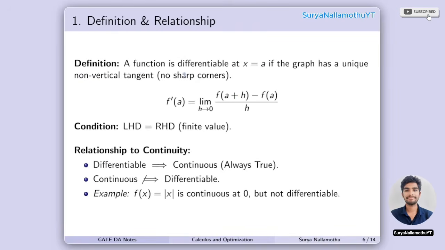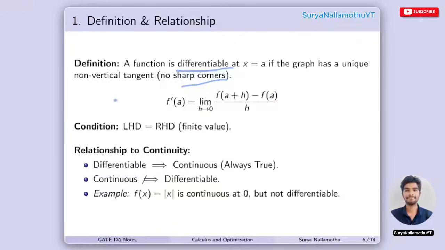definition and relationships. The function is differentiable at x equal to a if the graph has a unique non-vertical tangent. It means that we have continuity and differentiability. In differentiability, there are no sharp edges. A sharp edge means the derivative is not defined, but in this case, the differentiable function has no sharp edge. You need to remember this point.